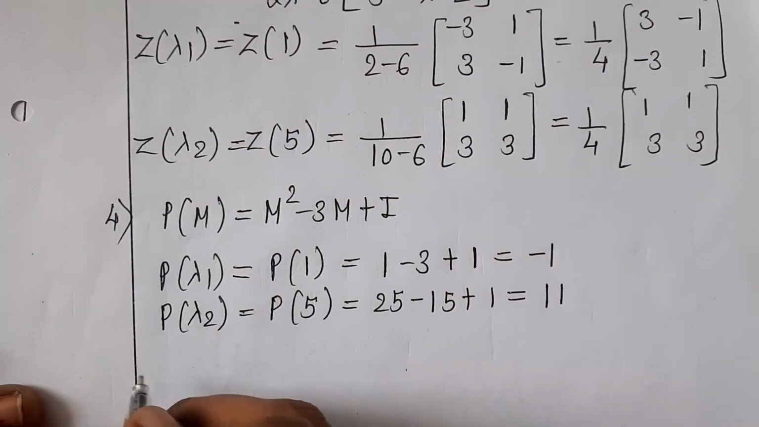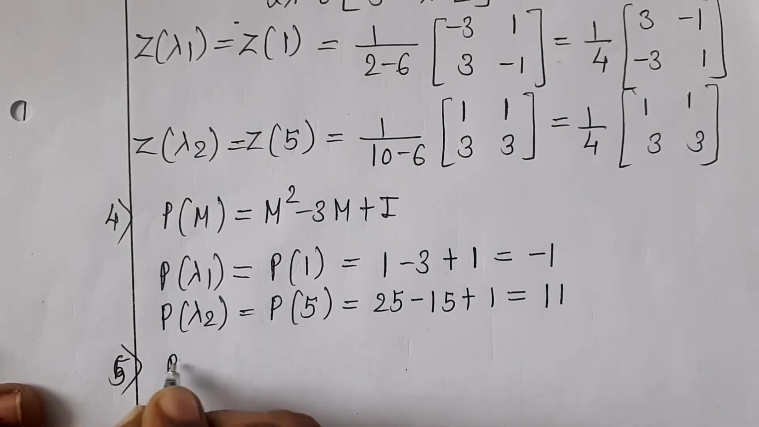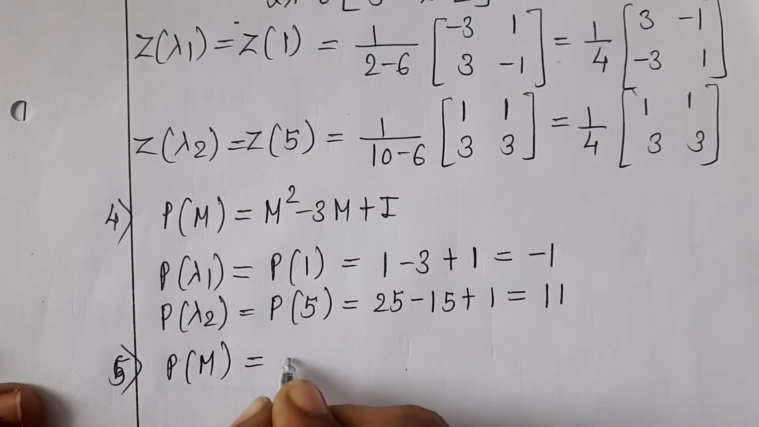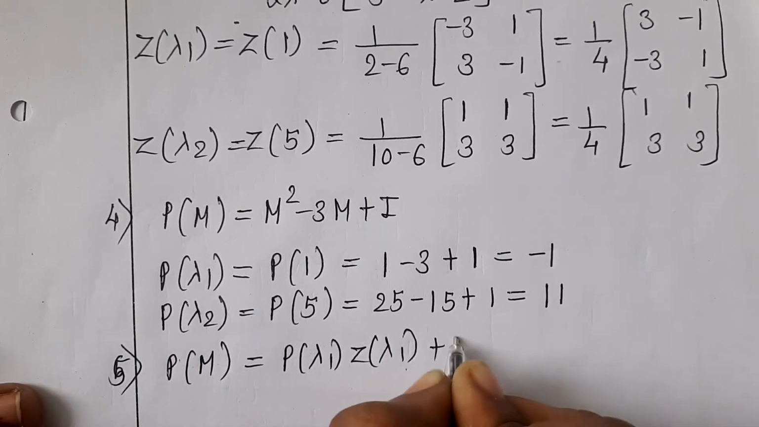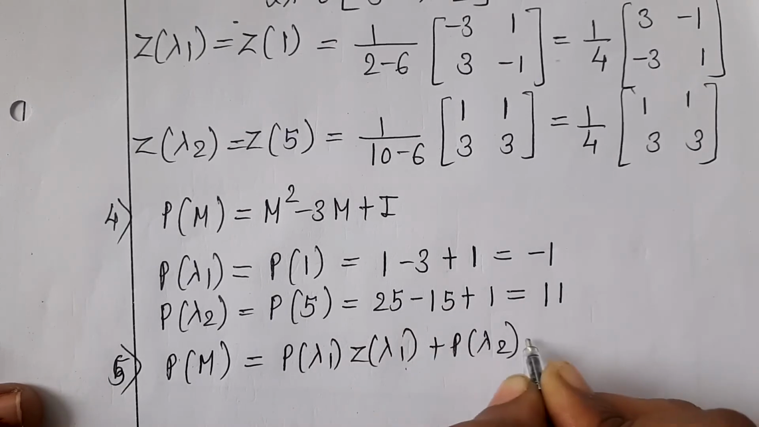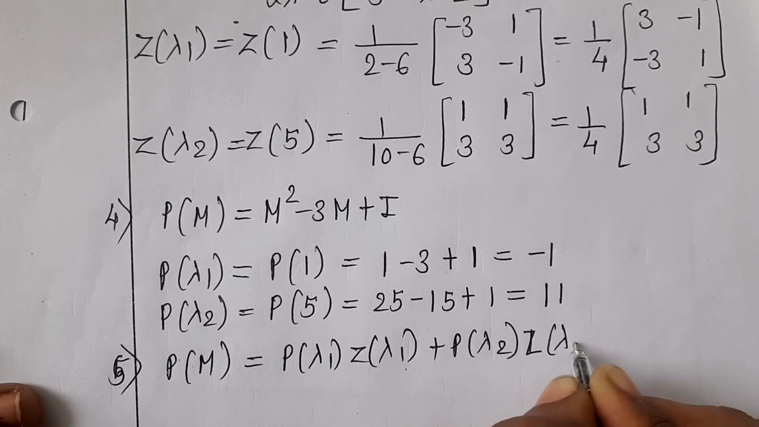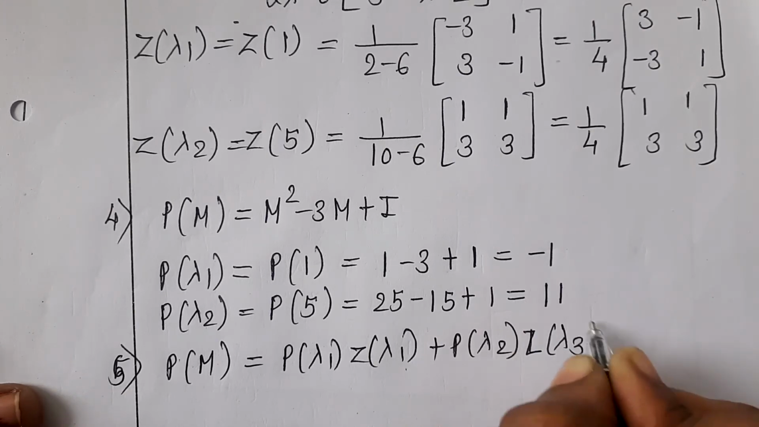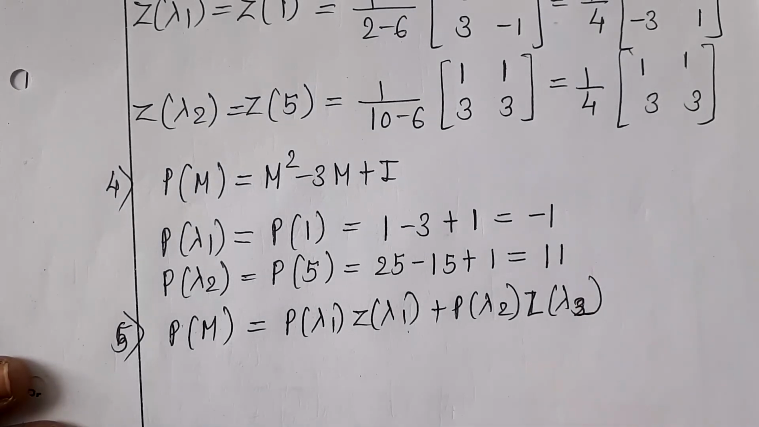Okay. Next is the statement of Sylvester theorem. P of m is equal to P of lambda 1 into Z of lambda 1 plus P of lambda 2 into Z of lambda 2. If we have 3 eigenvalues, then we write one more term, P of lambda 3 into Z of lambda 3, but that is when the given matrix is a 3 cross 3 matrix.